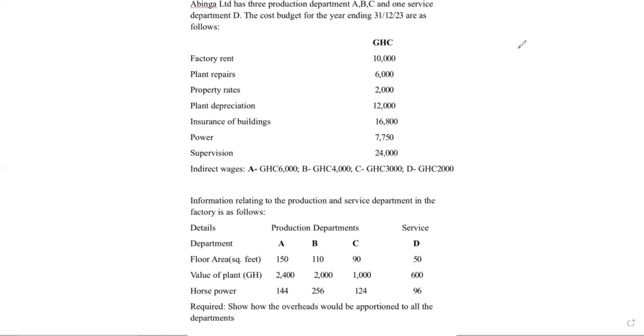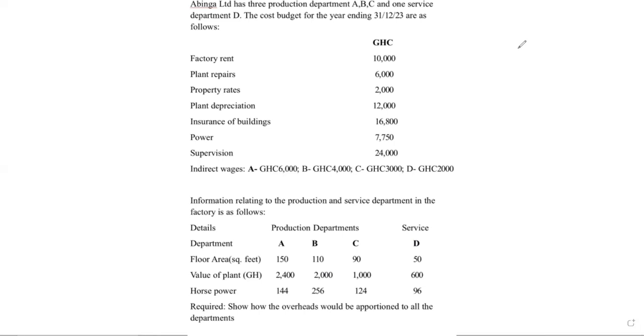And the basis for apportionment, we have three. That is the floor area, the value of plant, and the horsepower. With this question, the question is not telling you which to use, but it's up to you to know that for this overhead, I have to use this basis for apportionment. For example, the factory rent, when you look at these three, floor area, value of plant, and horsepower, if you want to apportion factory rent, the appropriate basis for apportionment would be what? The floor area. Very, very simple.